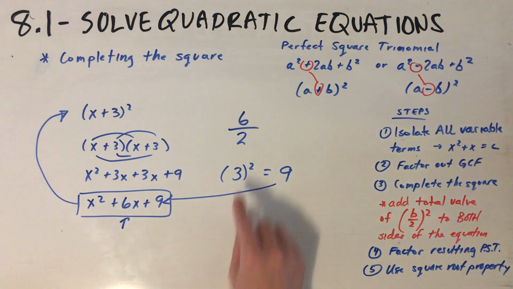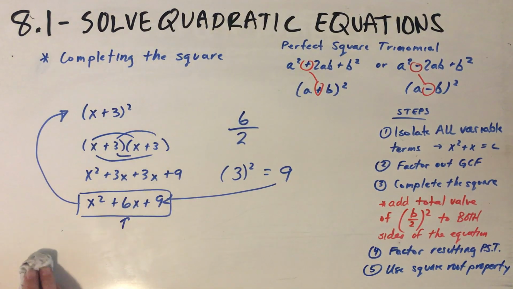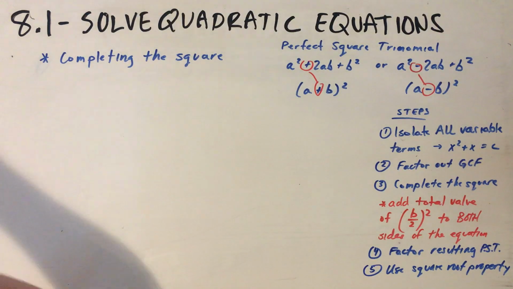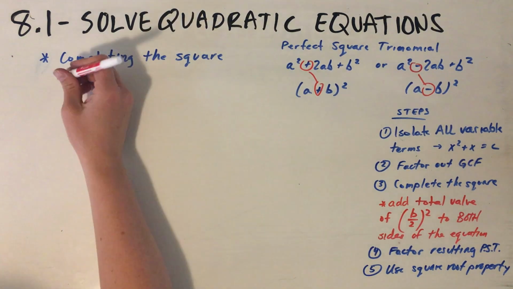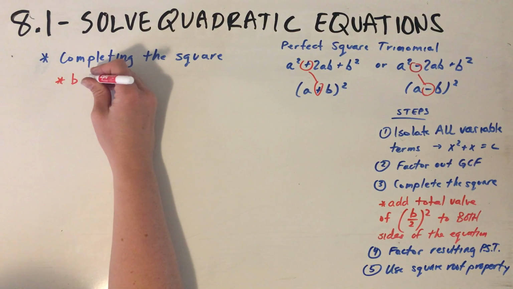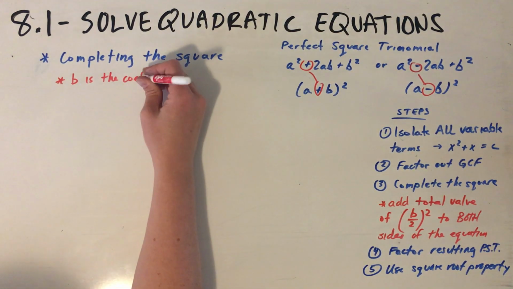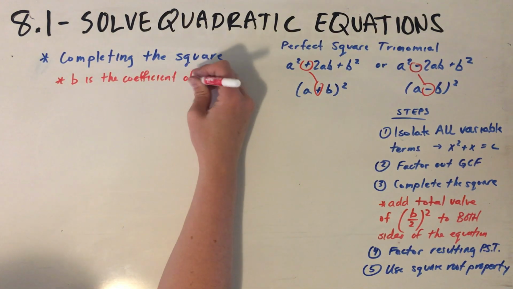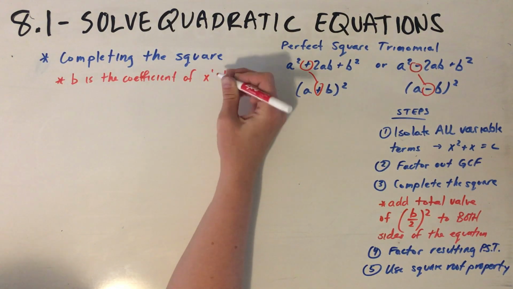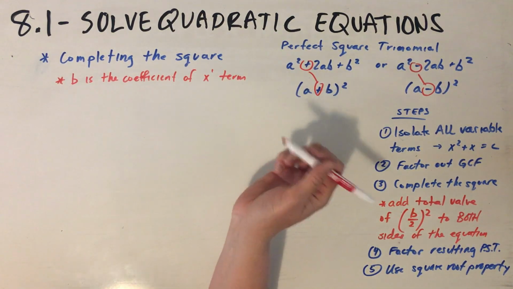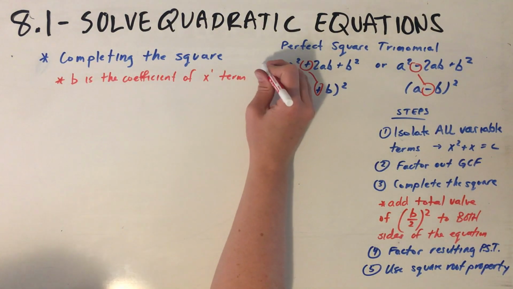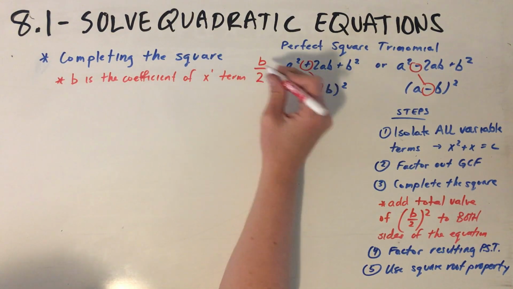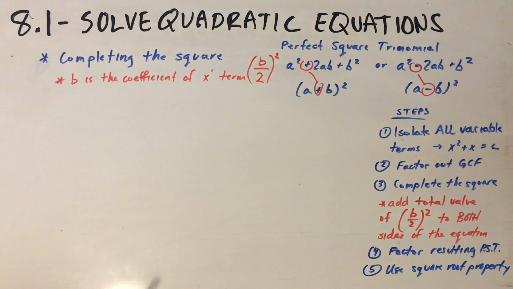Okay, so what did I just do here? This is the process of completing the square. We're going to take the middle term, and we'll say that b is the coefficient of the x term. And when we say the x term, we mean if it's w to the first power, p to the first power, y to the first power, whatever the case is. So to complete the square, we're going to take b, divide it in half, and square it.